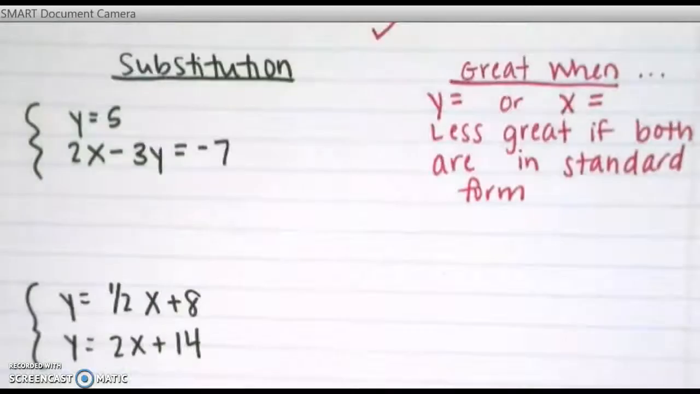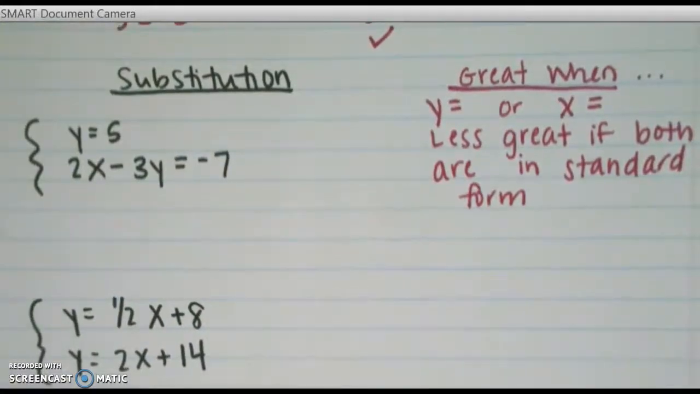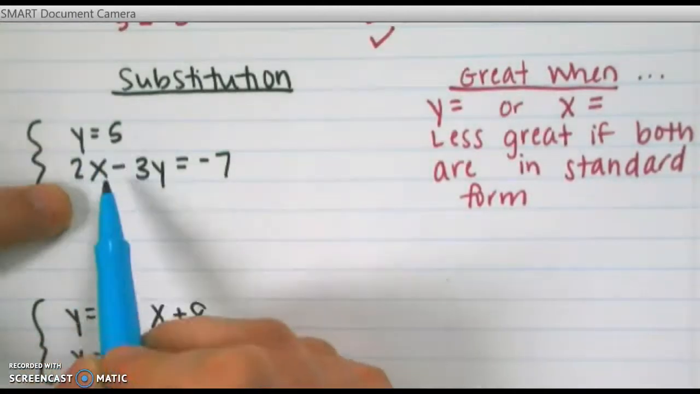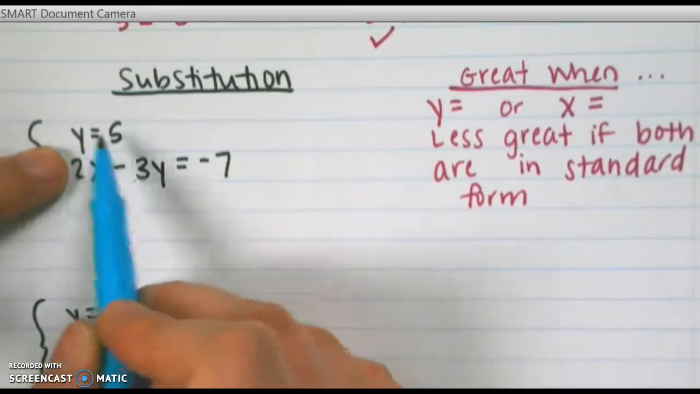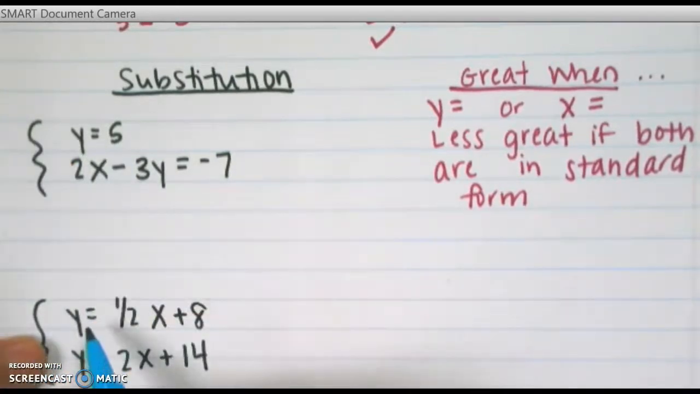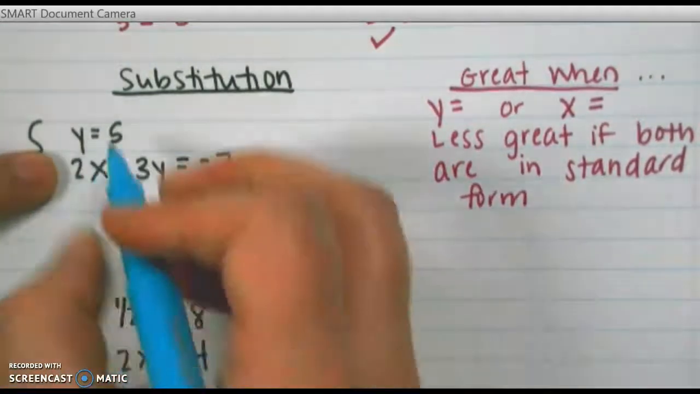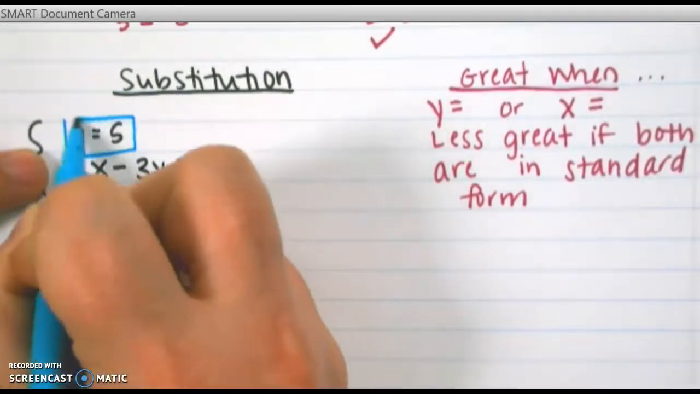All right, so one of the methods is called substitution. Substitution is great if your equations already say y equals or x equals. Substitution is less great if both of your equations are in standard form. So these are both good setups for substitution because in the first example, I already have a y equals. Even though this one is in standard form, that's okay. I already have a y equals. And in this one, it's great because they both say y equals. So substitution, when you already know what one of them is, they just did half of the problem for you.